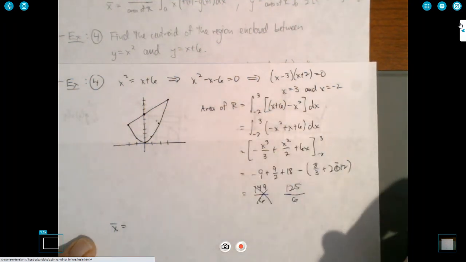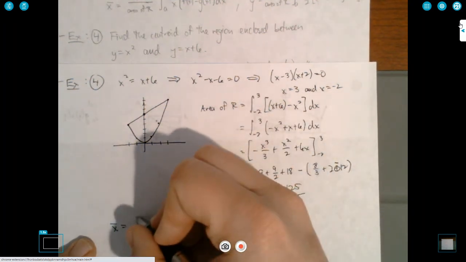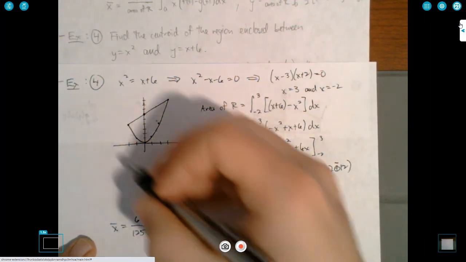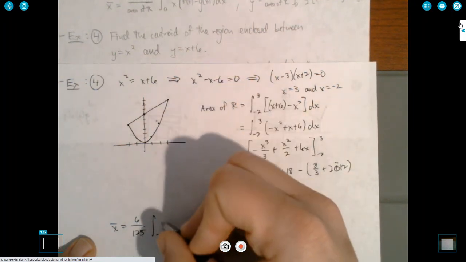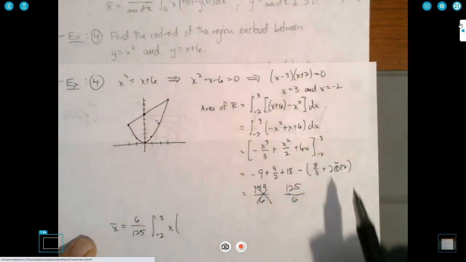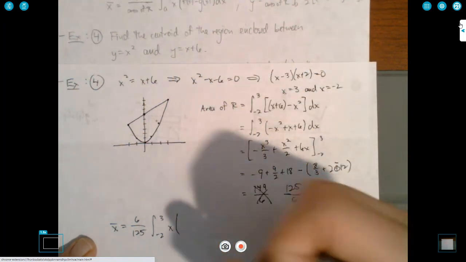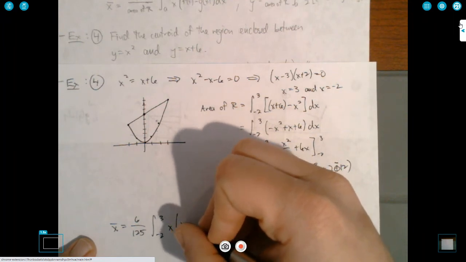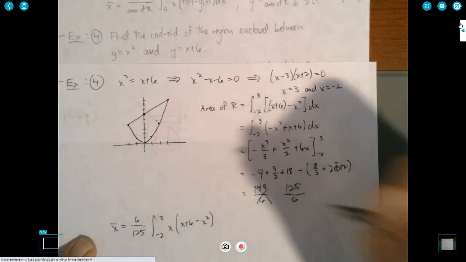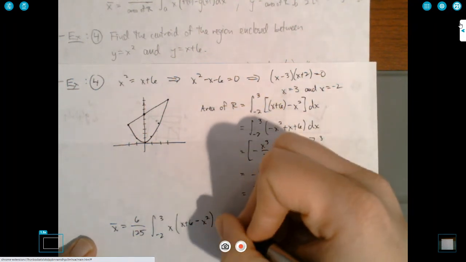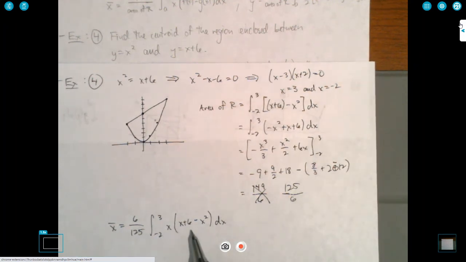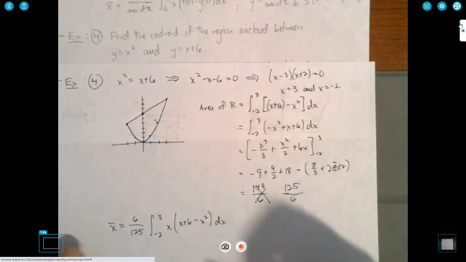So x bar is going to be 1 over area of r, so that would be 6 over 125, times the integral from a to b, that would be negative 2 to 3, of x times f of x, so top function minus bottom function. So again, x plus 6 minus bottom function x squared dx. Which is interesting. That's almost what we did already, but it's not quite the same, I suppose.